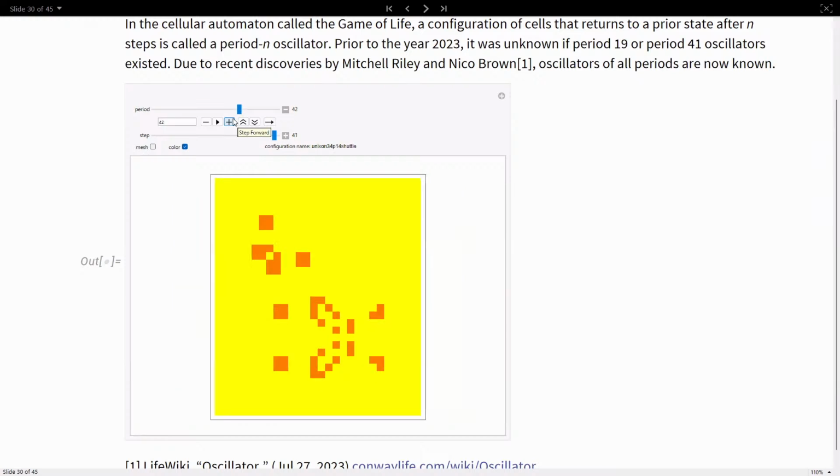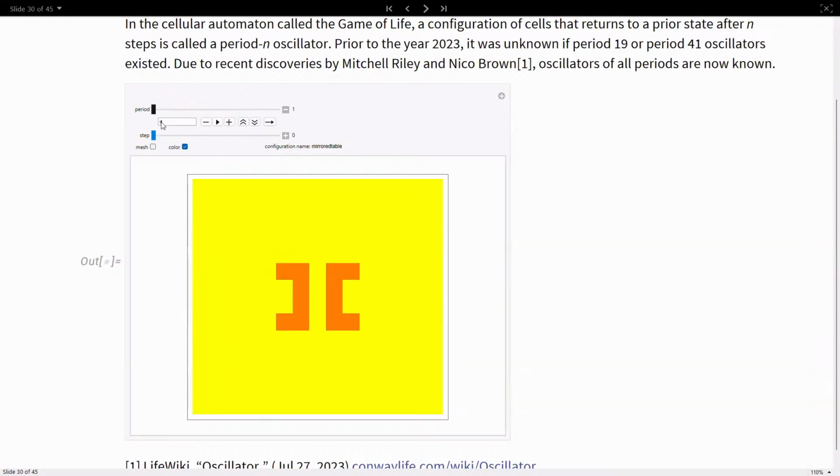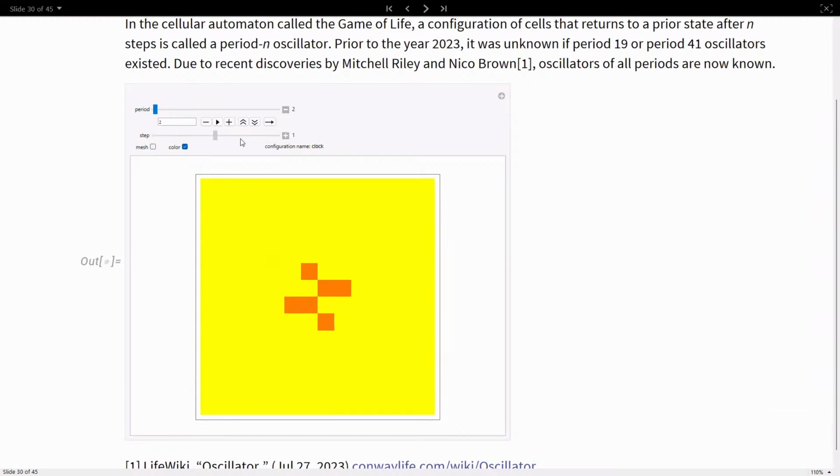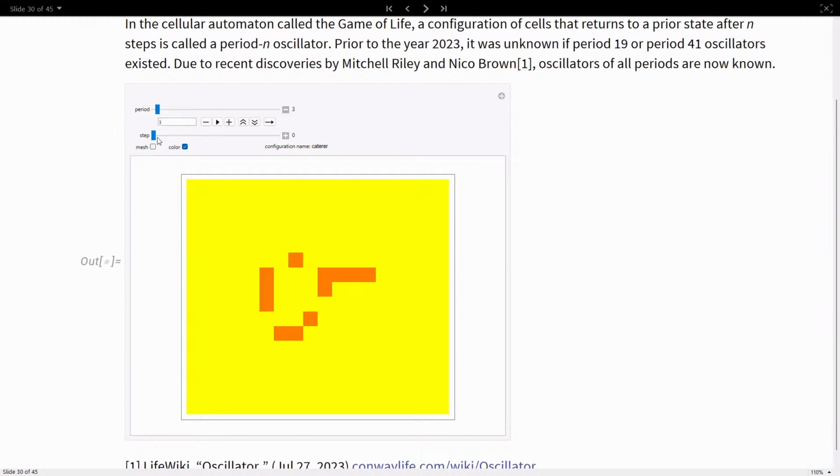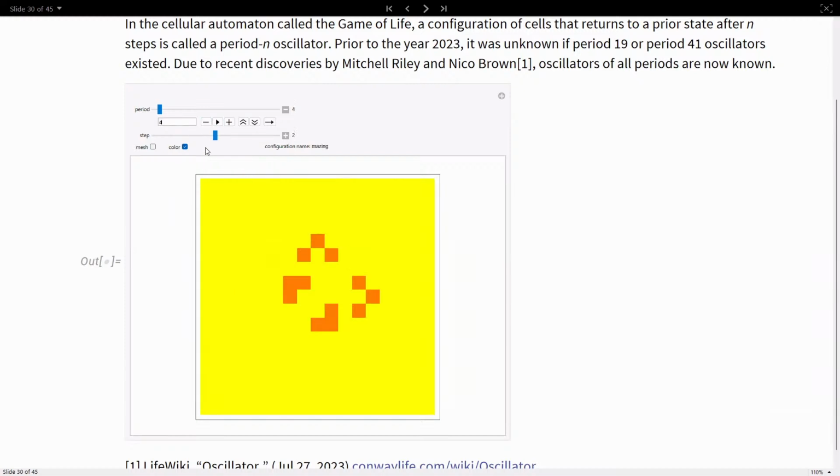So we can look at other periods, and we've got oscillators for every period in this demonstration. So here's a still life, a simple period 2 oscillator, a period 3 oscillator, which has a highly chaotic shape, period 4 oscillator, a barber pole, and so on.